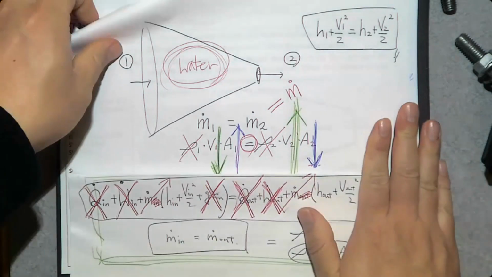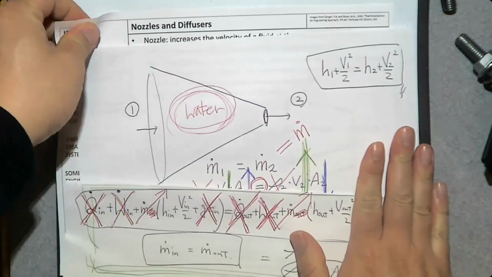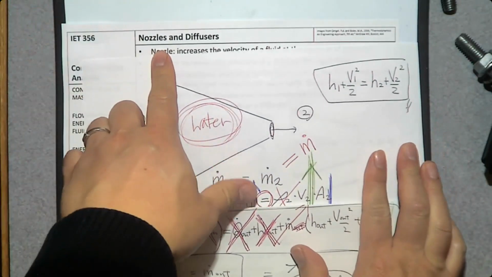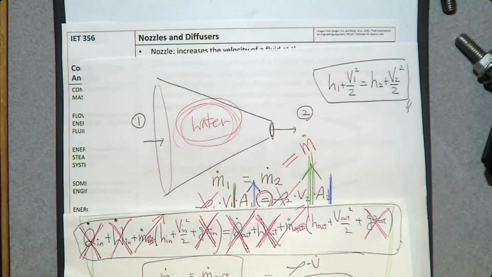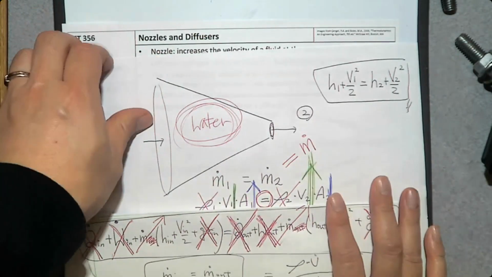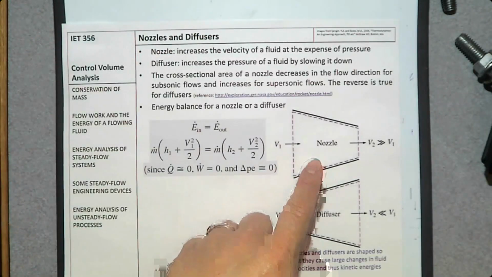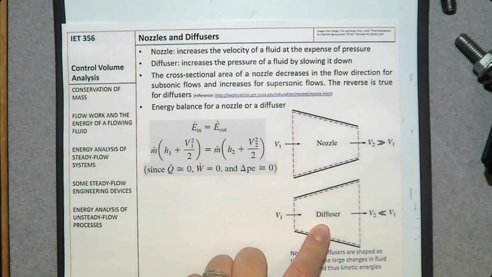Then, if you look at the title of this slide, it says nozzles, but not only nozzles, also diffusers. So what is a diffuser? This is a nozzle, this is a diffuser. It does exactly the opposite. In a nozzle, we know the velocity increases. Then in a diffuser, what do you expect? Velocity decreases.